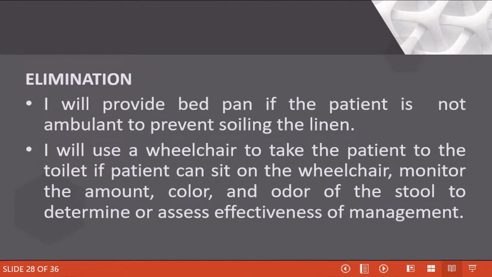Having talked about that, ladies and gentlemen, elimination. I will provide a bedpan if the patient is not ambulant to prevent soiling the linen. Secondly, I will use a wheelchair to take the patient to the toilet if the patient can sit on a wheelchair. I will monitor the amount, the color, and the odor of the stool to assess the effectiveness of management.